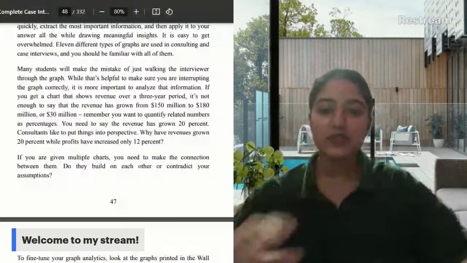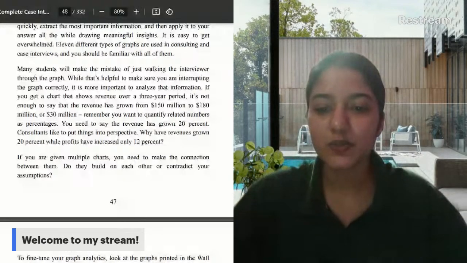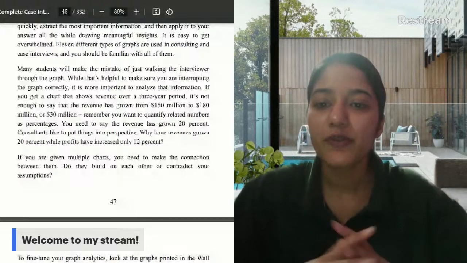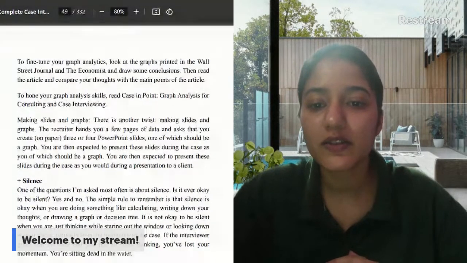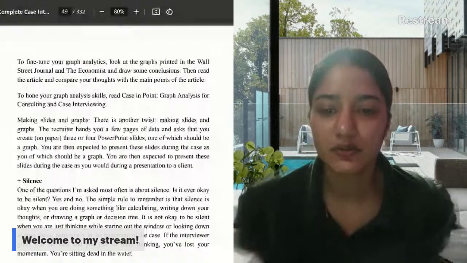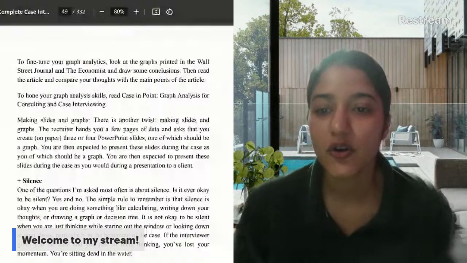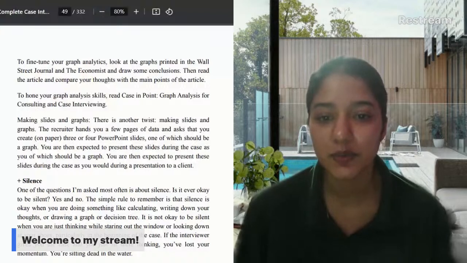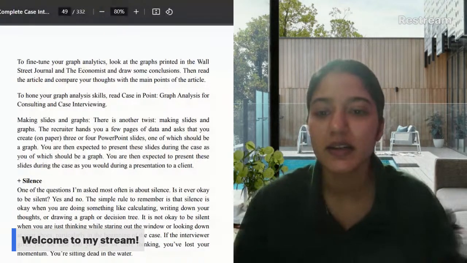If you're given multiple charts, you need to make the connection between them, to see how they build on each other or contradict your assumptions. To hone your graph analytics, look at the graphs printed in the Wall Street Journal and The Economist, and draw some conclusions. Then read the article and compare your thoughts with the main points of the article. To hone your graph analysis skills, read Case in Point: Graph Analysis for Consulting and Case Interviewing.